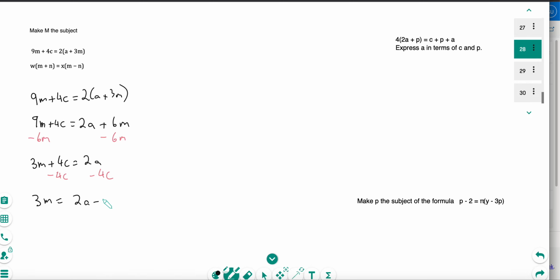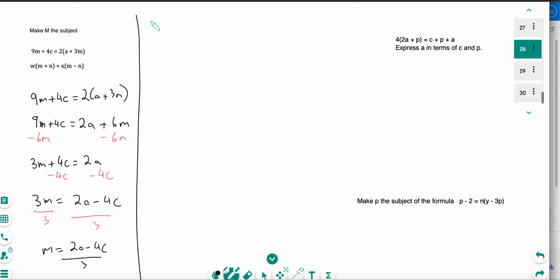Equals 2a minus 4c. m is being multiplied by 3. Divide by 3. So m equals (2a minus 4c) over 3. This one, w(m plus n) equals x(m minus n).